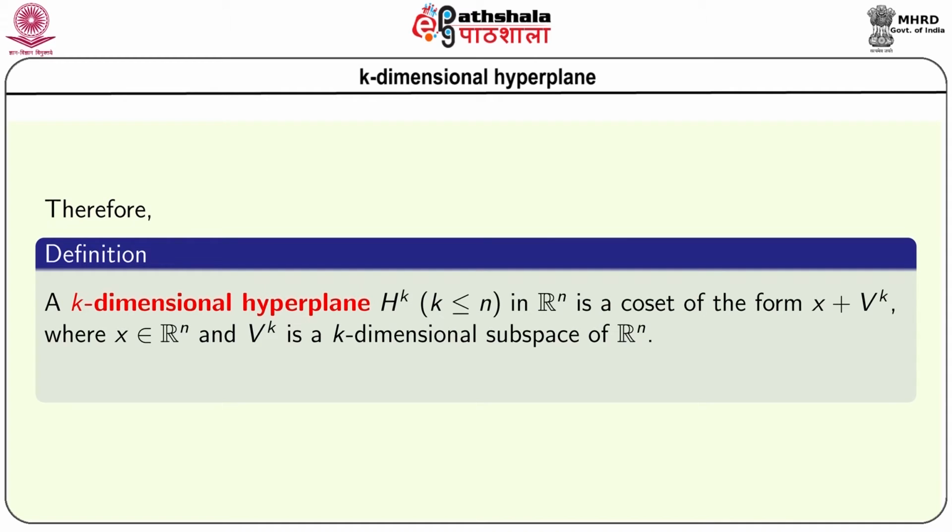Therefore, if we generalize this concept, we get the definition of k-dimensional hyperplane in Rn. The definition says that a k-dimensional hyperplane in Rn is a coset of the form x plus vk, where x is some point in Rn and vk is a k-dimensional subspace of Rn. That is, hk is x plus vk for some point x belonging to Rn.